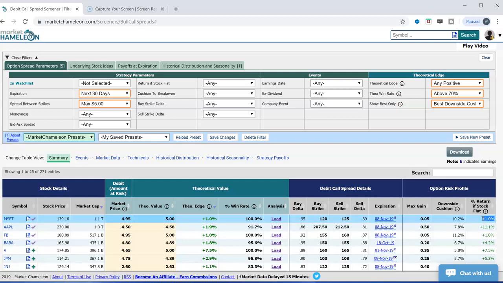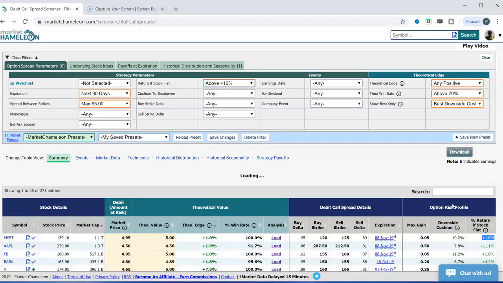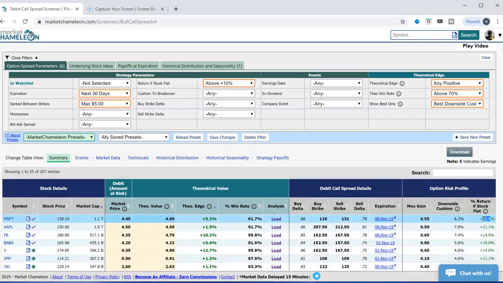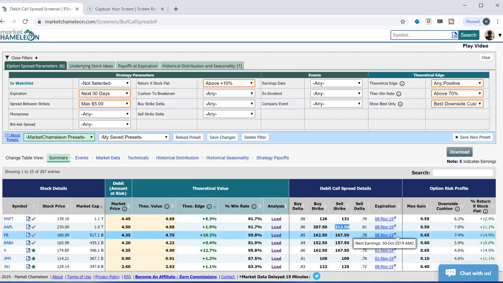But here, you don't stand to make that much. So let's do this. We could say return at flat, let's add at least 10%. So let's see. To make 12% and a 6.2% cushion, that's in Microsoft. You do the 126, 131 call spread November 8th. In Apple, November 8th, 207.5, 212. Facebook, November 8th, 162, 167.5 call spread, and that will meet these parameters. You get 14.9% return if the stock's flat at expiration, and you got a 7.4% cushion.